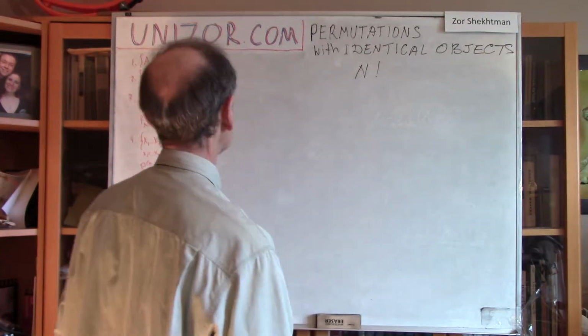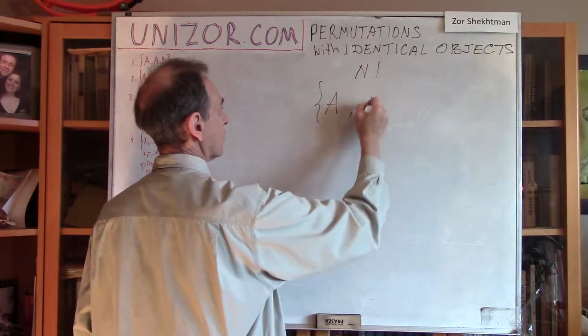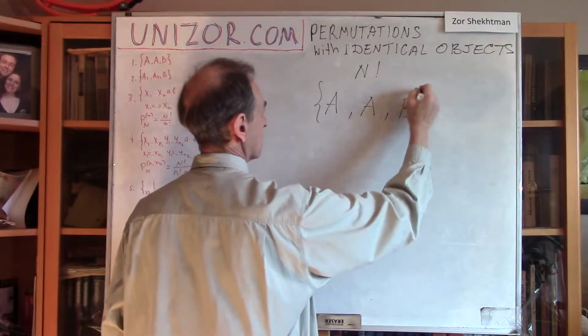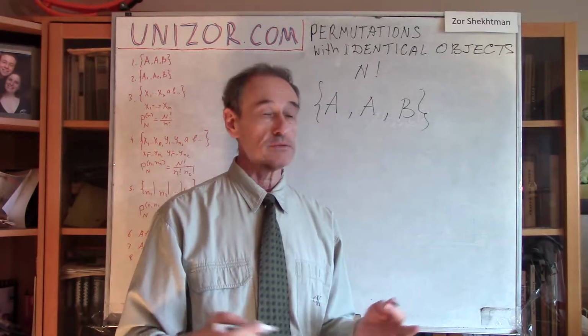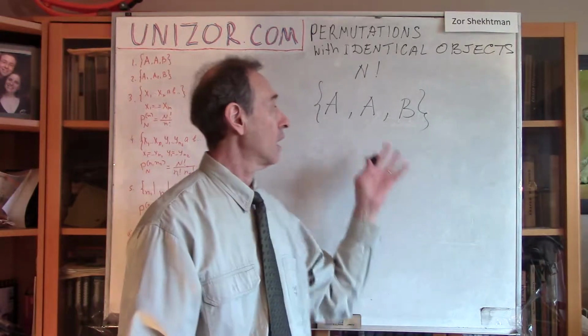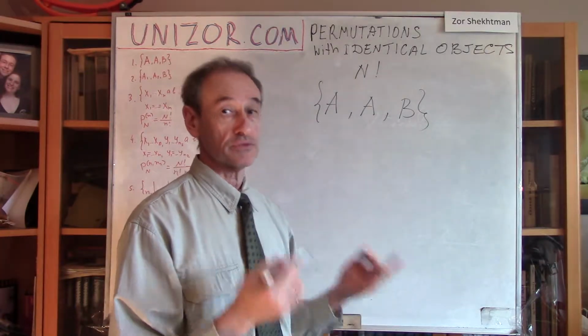But what if some of our objects are the same? Well, here is an example. For instance, you have a set of objects, let's say 3 letters, A, A and B. So 2 letters are identical. Now, the question is how many different permutations exist of this particular set?